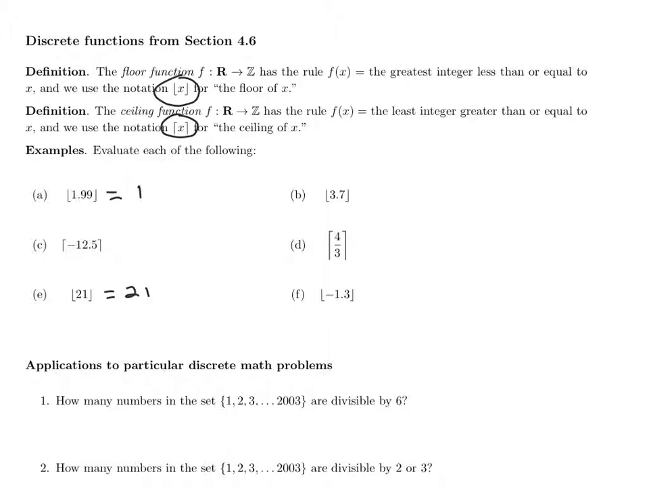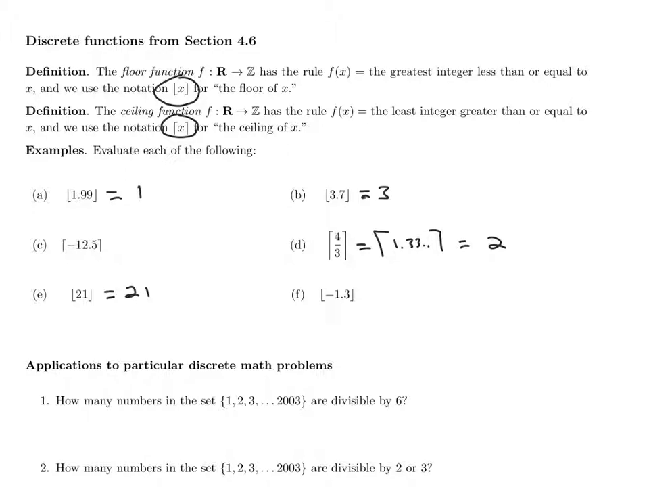So for these other ones, the floor of 3.7 is 3, because 3 is the first whole number you get going down from 3.7. The ceiling of 4 thirds, which is like 1.333 and so on, going up to the next whole number above that will be going up to 2.